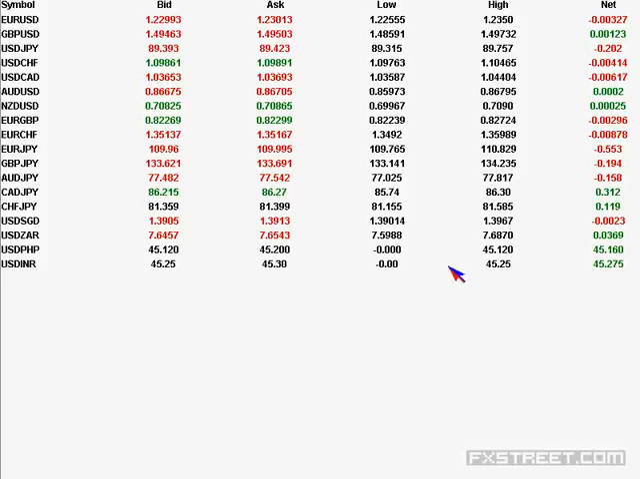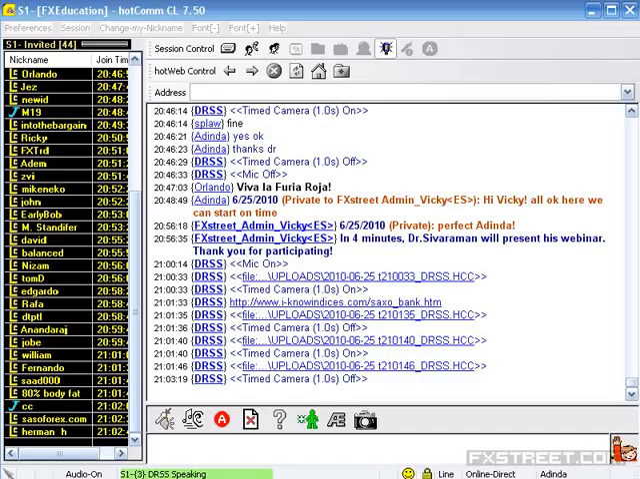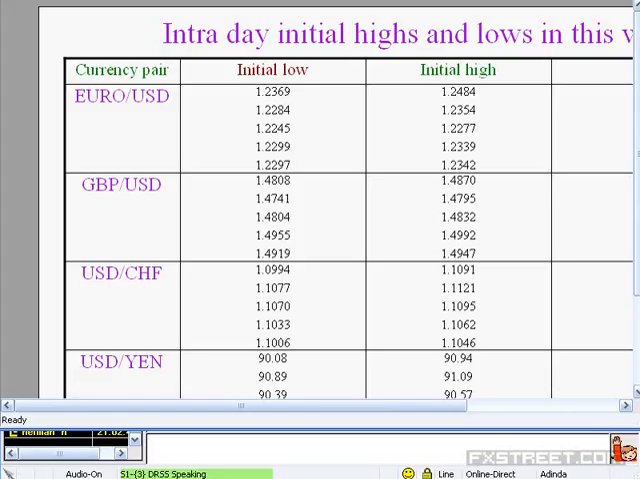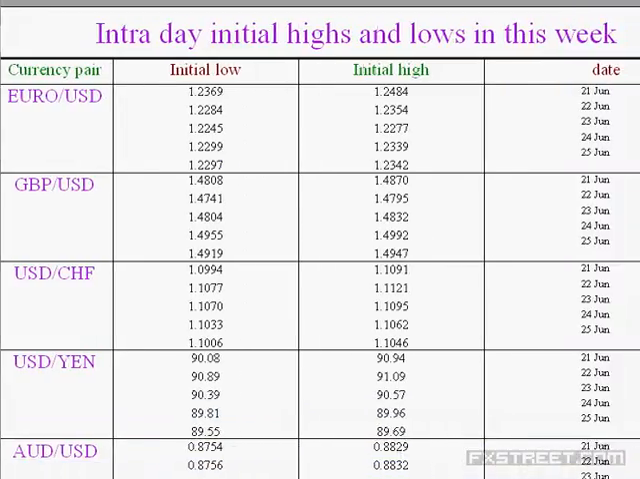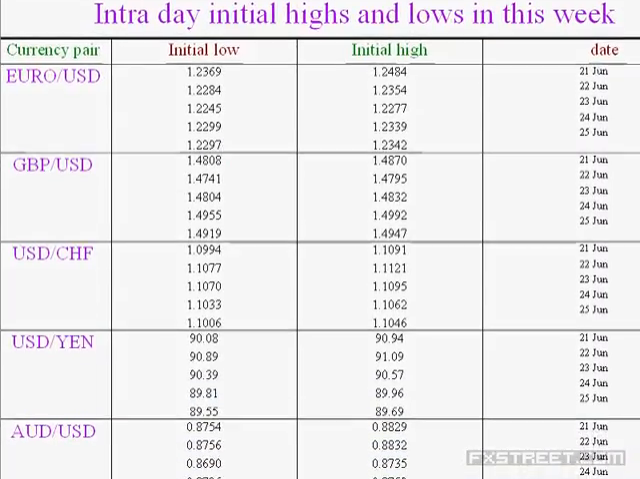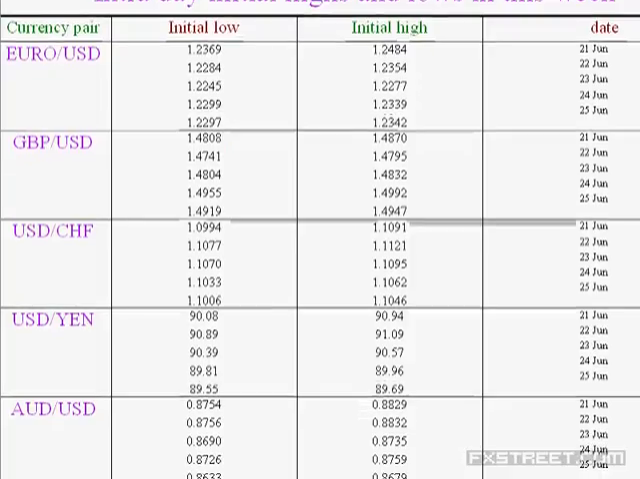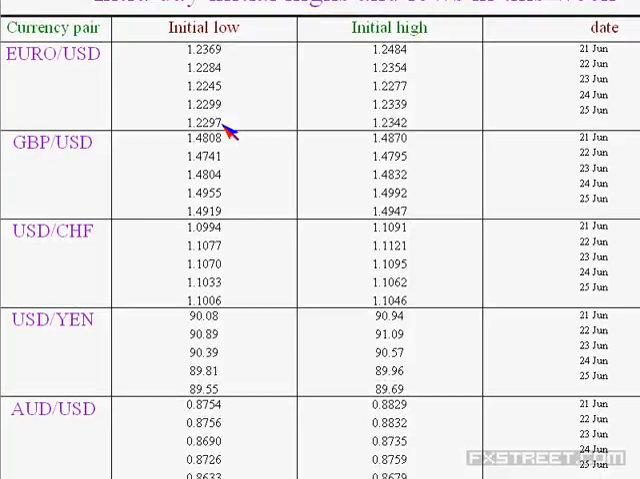Okay, let me first focus the camera over the initial highs and lows which are set for today, so that you will understand what happened to the market. Euro had an initial low of 1.2297, and now at 14 GMT it is trading above that. During the European session they formed the low 1.225, and you can understand there was a drop before the rise, and the high is 1.2342, and they cut the high and formed the new high 1.2350.